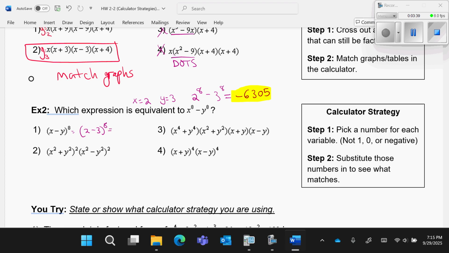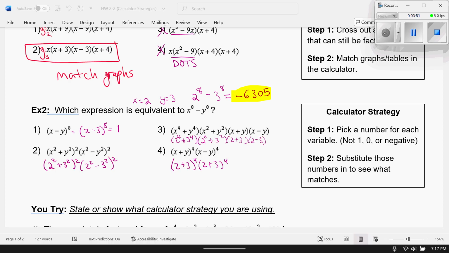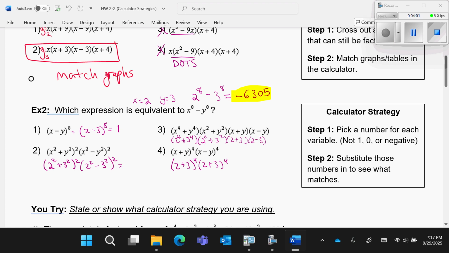So you're going to see if you plug 2 and 3 in here, do you get negative 6,305? And you'll see that you actually get 1. So that is not the answer choice because it's not equivalent to what we got in the question. So I took the time and plugged 2 and 3 in for x and y for every single answer choice. And then you have to go to the calculator and actually evaluate it.